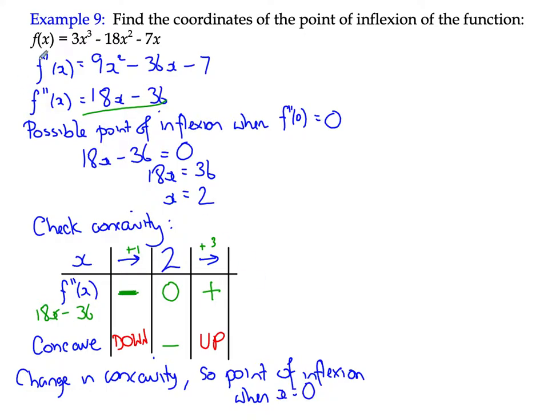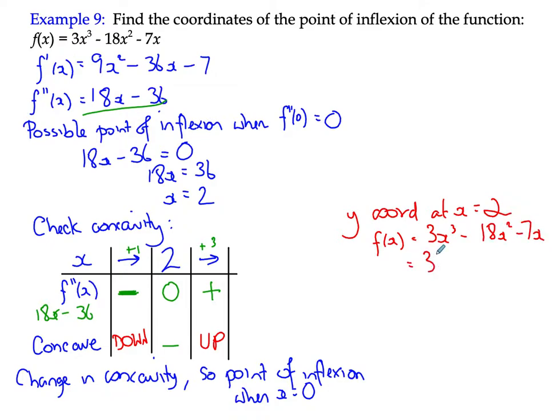Now, we're asked in the beginning for the coordinates of the point of inflection, so I would go ahead and work out the y-coordinate at x equals 2. We're back to our original function, f of x equals 3x cubed minus 18x squared minus 7x, and I'm going to substitute 2 in for x. Work that all out, and we get negative 62.